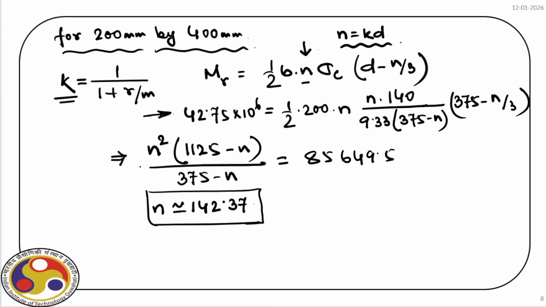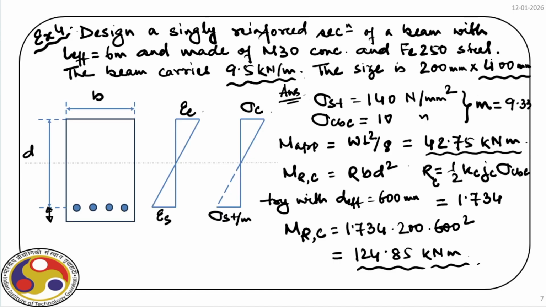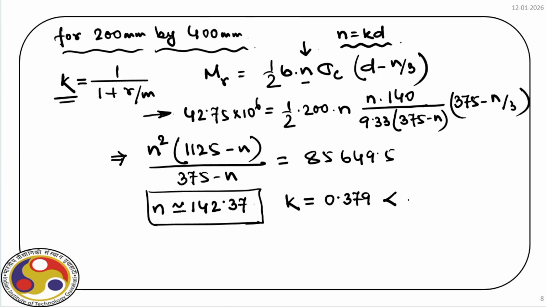So start with n square, get some idea just by taking square root. Obviously, this correction factor will come, and then you have to adjust that value and find out the solution. So this is not an exact solution, but an approximate solution for n. And corresponding k, now you can find out n by d, which is 0.379. Now, if you look at this value of k and the kc is 0.4, so this is less than kc.